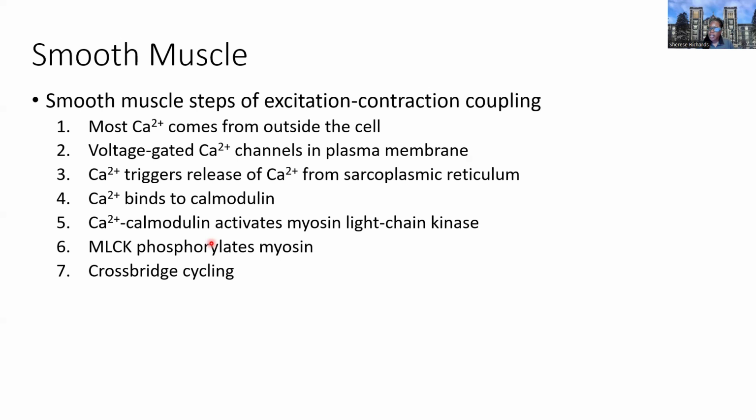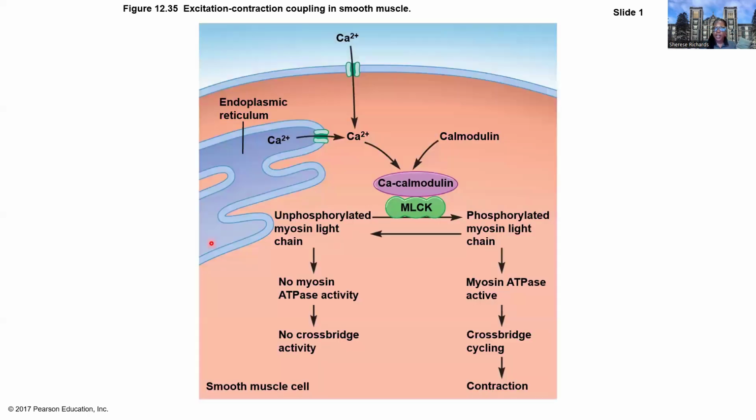So excitation-contraction coupling, cross-bridge cycling, and the overall sliding filament model happen in smooth muscle, but it just looks different in terms of the players and the structure of the cell. So here's a schematic that just goes over the steps here.